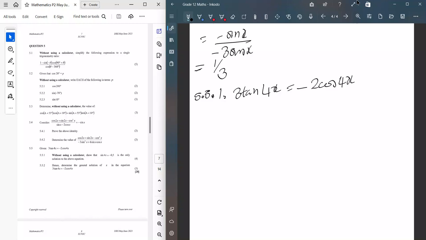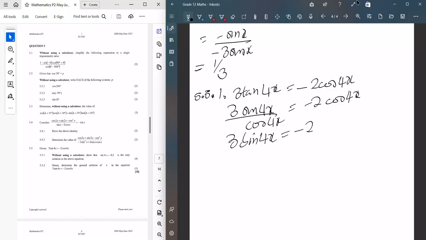Wow, I'm not expecting this, but it's okay. We know that tangent is sine over cosine, isn't it? So this is sine 4x over cos 4x is equal to negative 2 cos 4x, isn't it? Now, it seems like we can say we have 3 sine 4x is equal to negative 2 cos square 4x. Okay, it's negative 2 cos square 4x, right?